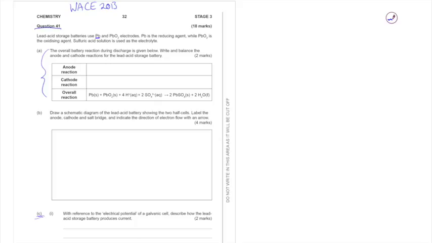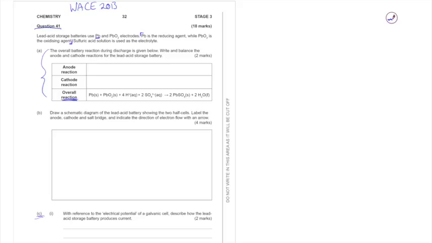Now, if we have a look, we're given the overall reaction here, and we're going to use that to our advantage. I'm also going to pair that with another bit of information that we're given just up here, and that's that lead is the reducing agent, while lead oxide, PbO2, is the oxidizing agent. Now, as we know from redox, if lead is the reducing agent, that means it undergoes oxidation. It's one of those weird little things, and whoever decided the wording, not very pleased with them. But if something is the reducing agent, that means it's undergoing oxidation.